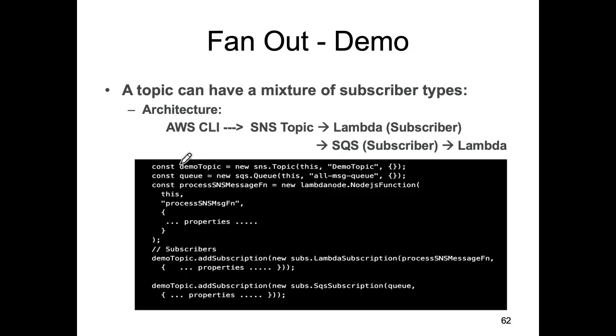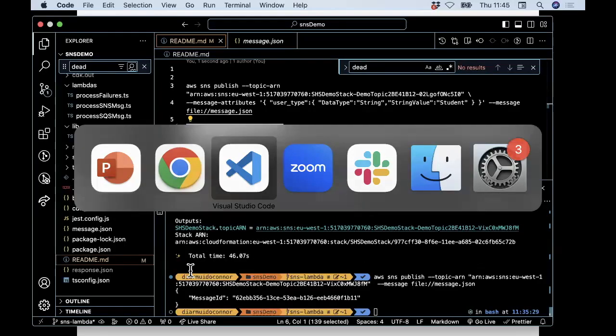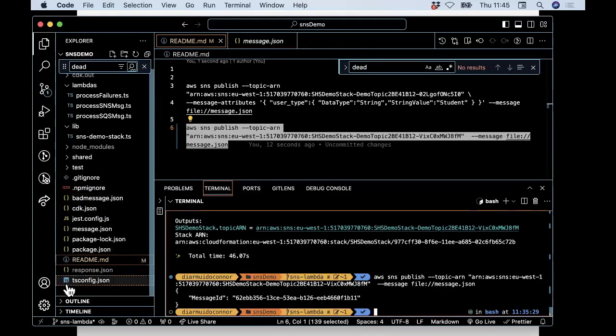Again, we create our topic. We have a queue in this case. We've got two Lambda functions, and we do our subscription down here. So if I set up that scenario, which I'll do like this.